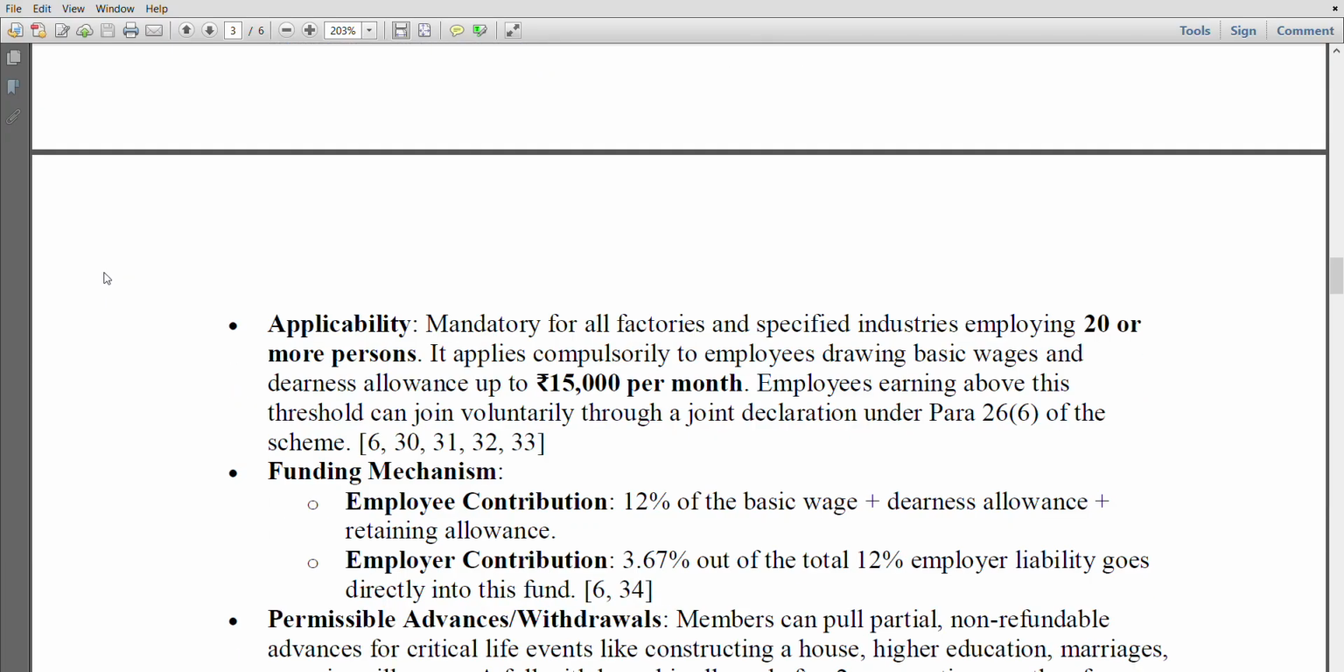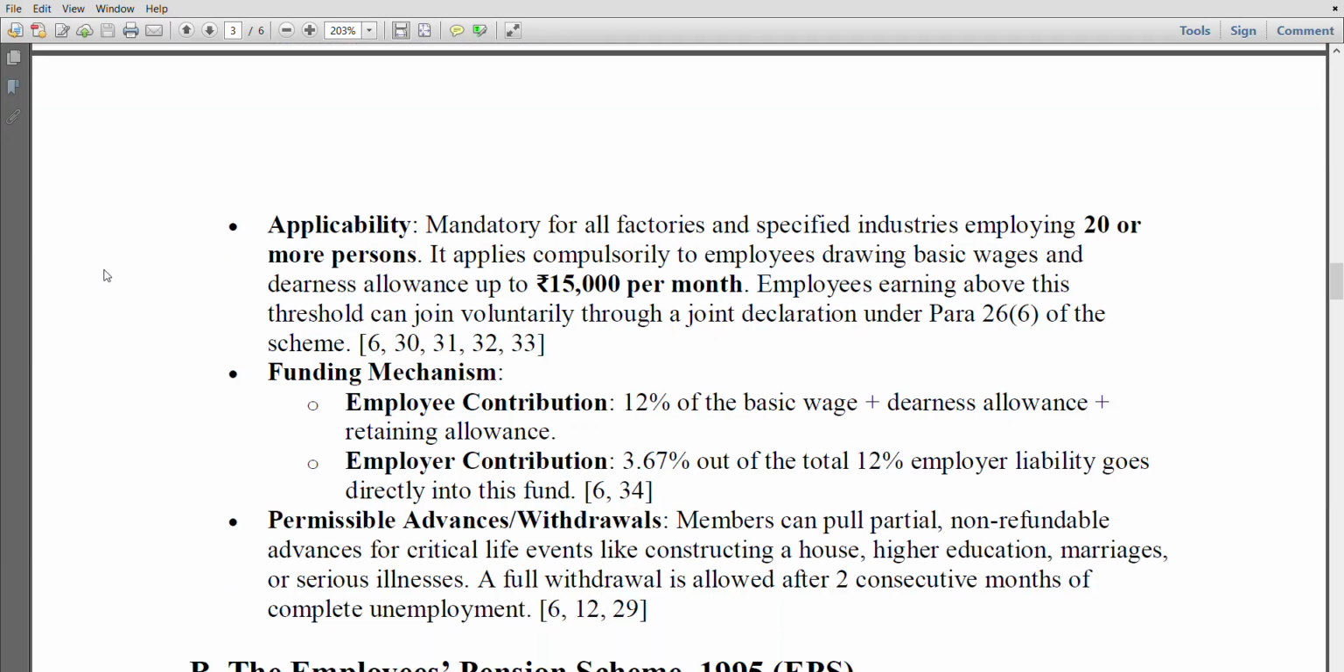Applicability: mandatory for all factories and specified industries employing 20 or more persons. It applies compulsorily to employees drawing basic wages and dearness allowance up to 15,000 rupees per month. Employees earning above this threshold can join voluntarily through a joint declaration under para 26(6) of the scheme. Funding mechanism: employee contributions are 12% of the basic wage plus dearness allowance plus retaining allowance. Employer contribution is 3.67% of the total. The remaining 8.33% employer liability goes to the pension fund.